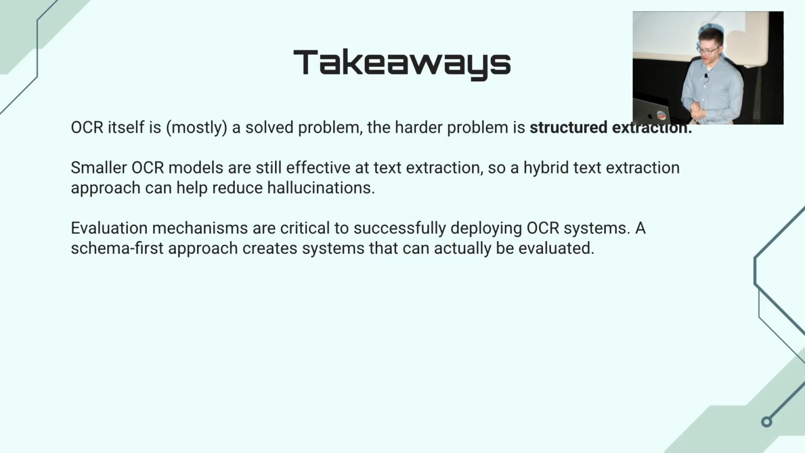I would say that smaller OCR models, from my testing, are very effective at text extraction. I also like the hybrid approach, with task decomposition, being able to debug what's happening at each stage of the pipeline. Evaluation mechanisms are very critical to deploying OCR systems. If you define the schema first, that goes a long way in communicating with your client or whoever you're delivering this model to, and making sure that you're meeting your evaluation metrics.